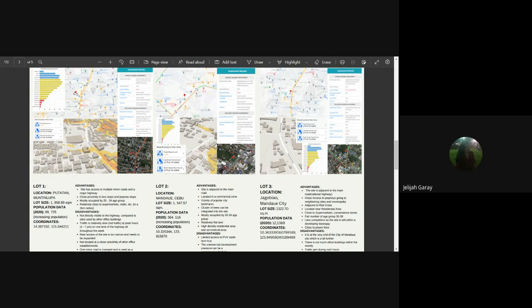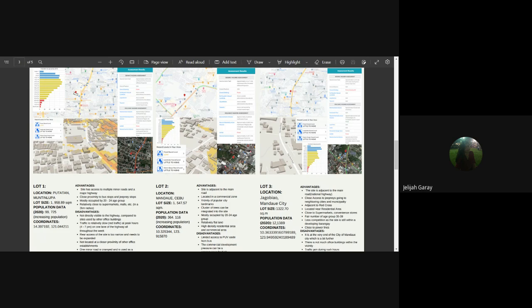So for the second lot, it is located in Mandaue, Cebu, and the lot size is approximately 1,500 square meters. For the population data, it is also increasing, in 2020 it's 300,000. For the advantages, the site is adjacent to the main road, and it is also located in a commercial zone, which has a lot of restaurants, popular and notable branded buildings.